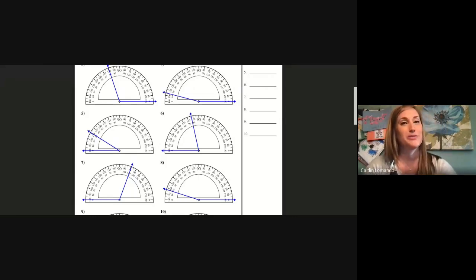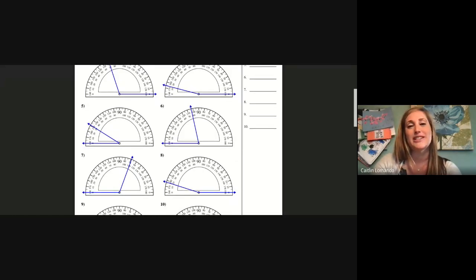What would be the best measurement for number 7? If it's 1 more than 110, it would be 111. Remember, you will get credit for 2 degrees plus or minus. So it could be 109, 110, 111, 112, or 113.